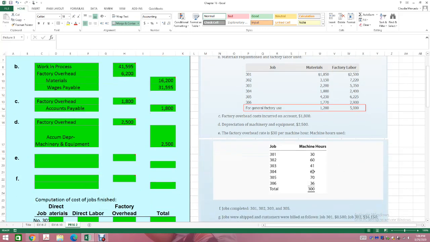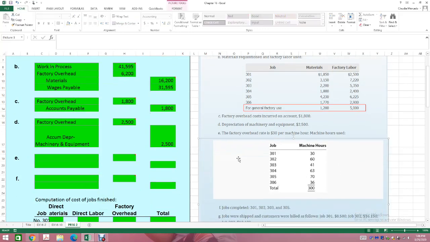Okay. Letter E. It says the factory overhead rate is $30 per machine hour. Machine hours used are as follows. So this is how much you use the machines for each job. Okay. And they give you the job numbers, the number of machine hours, and the total. So for letter E, okay, we need to put these, letter E, machine hours. Okay, we need to put this into our overhead.